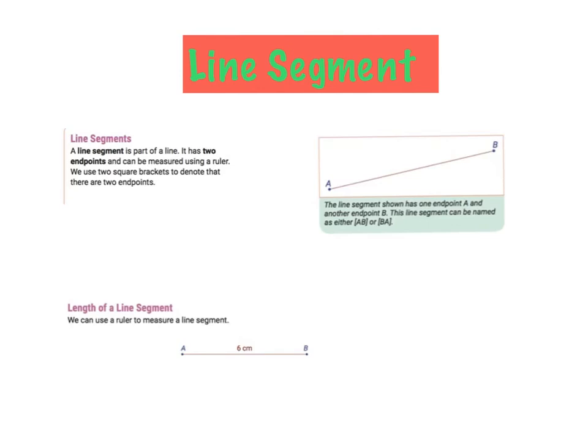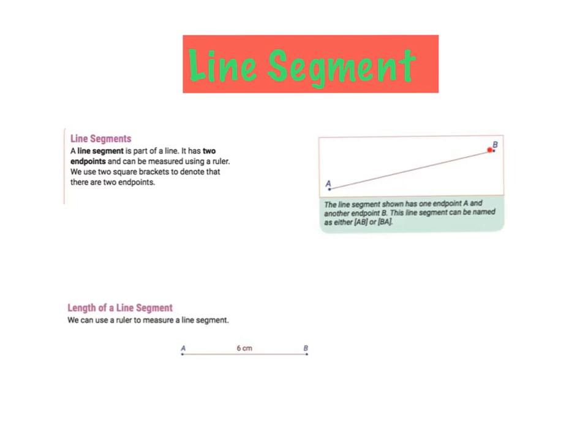So a line segment is part of a line, okay? Just like a ray was part of a line, a line segment is part of a line. Now the line segment has two endpoints and can be measured using a ruler. Okay, so as you have a look at the picture here, we have what we think is a line. However, it has two endpoints, okay? The line doesn't go on in both directions, so therefore we know it is a line segment, okay? Because it has two endpoints, A and B, okay? So that's a line segment, okay?